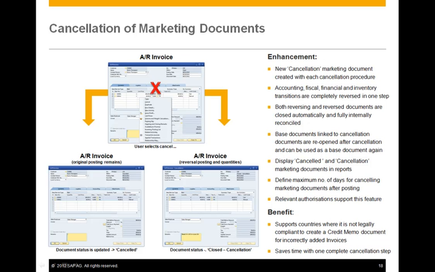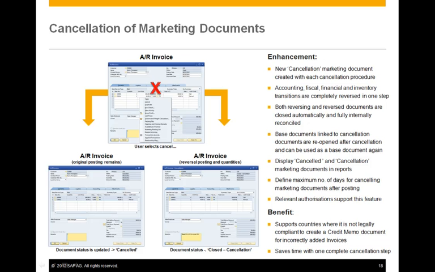Cancelling a marketing document should really reconstruct the past in a way that the cancelled document had never been added. Business One now supports the cancellation of marketing documents where the original document is reversed, but the document itself remains in the system. When you cancel a marketing document, a new cancellation document is created during each cancellation procedure.